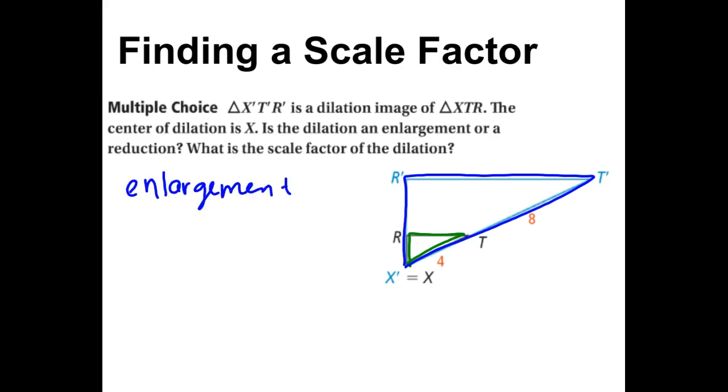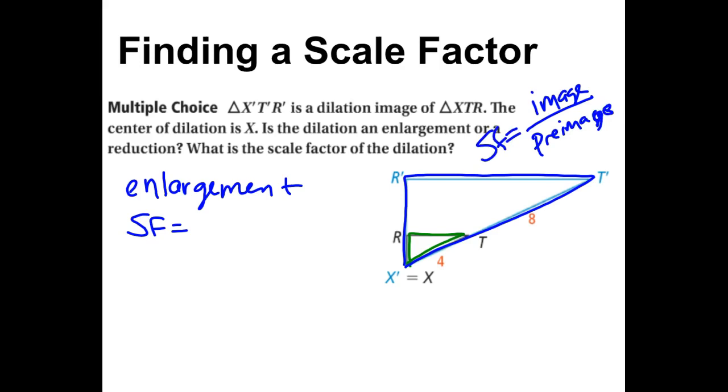Now if they want the scale factor, we should know that the scale factor is going to be greater than 1. But to find it, we write a ratio. To find our scale factor, it's going to be a ratio of the image length to the pre-image length. And you might want to write that down. That's how you find your scale factor.